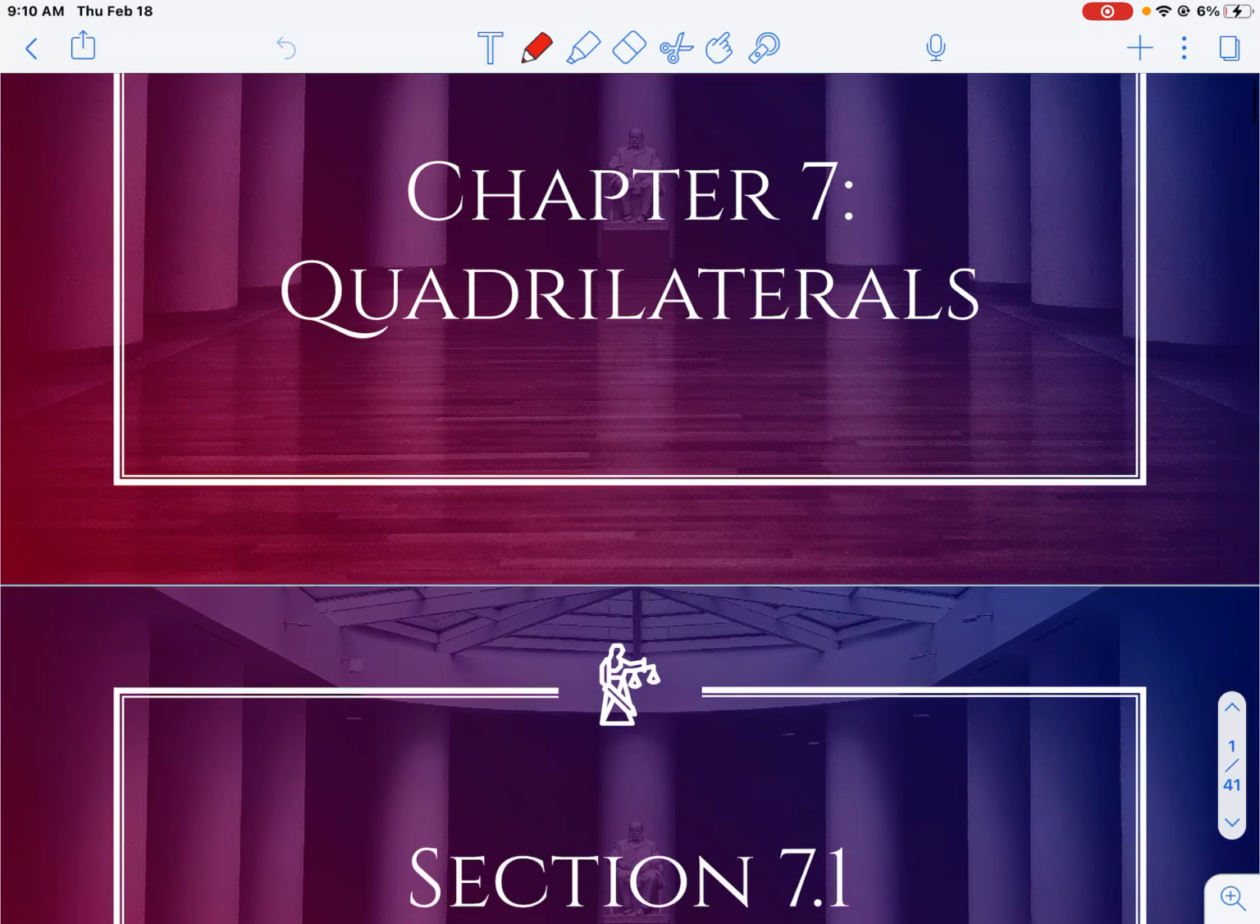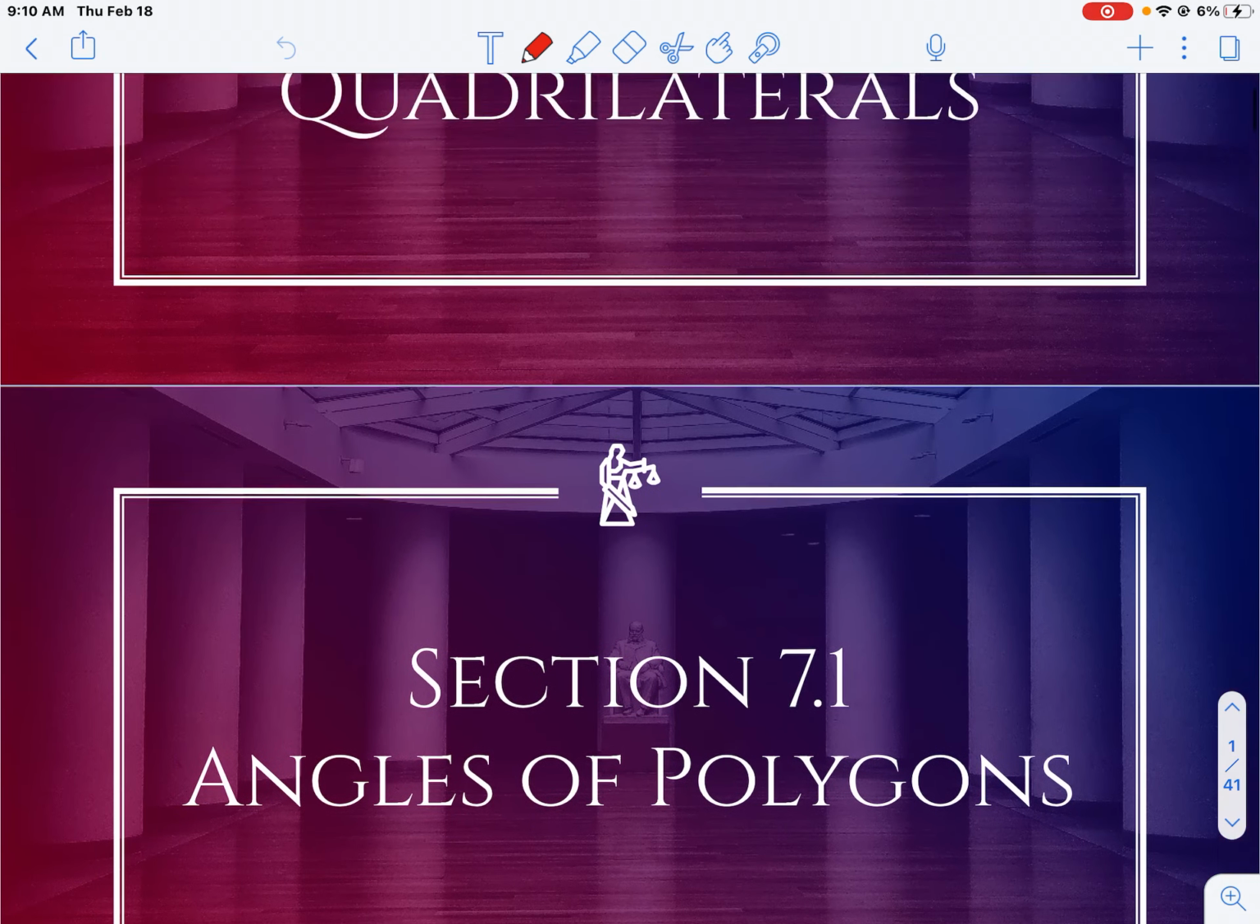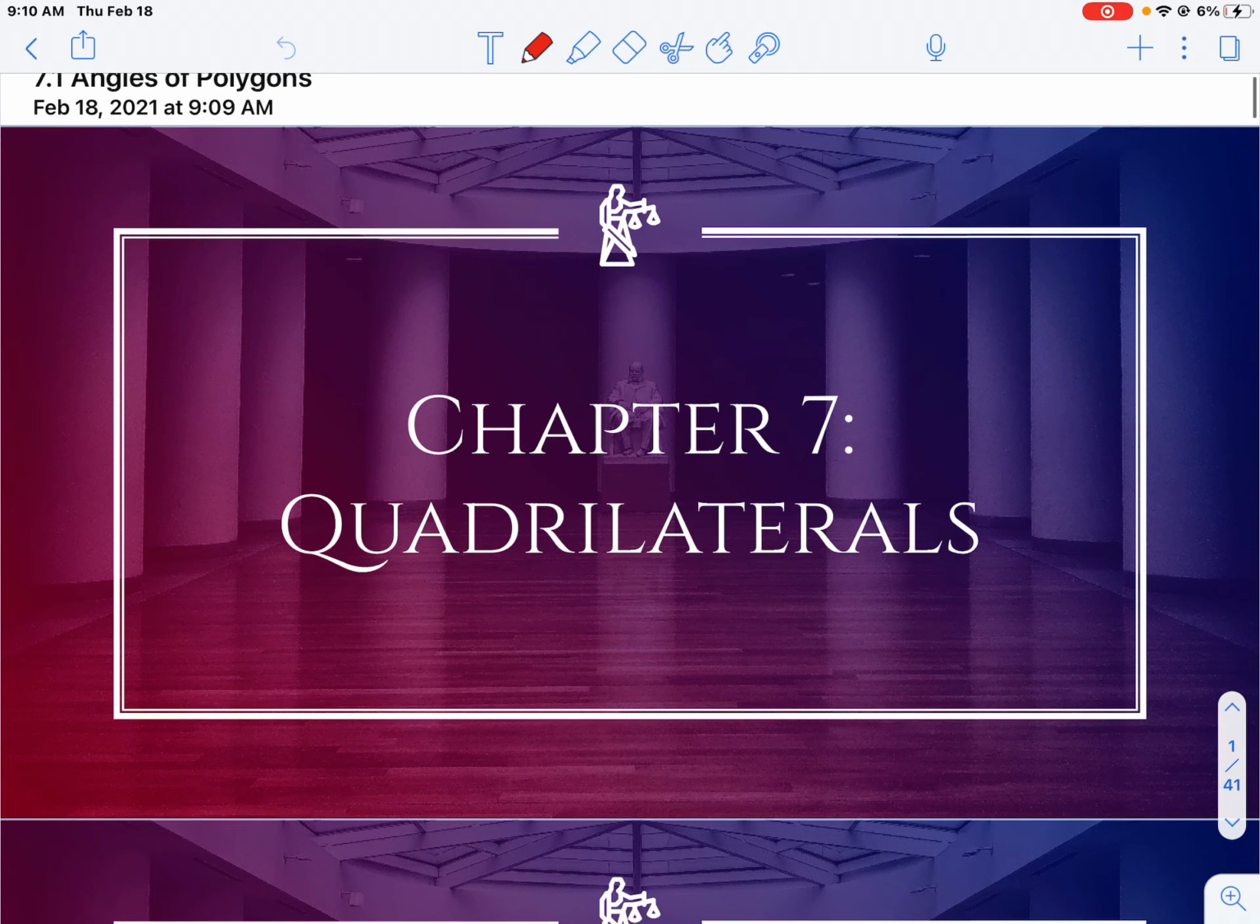Just as a general thing, a quadrilateral is a four-sided figure. So quad, remember that means four. Lateral means sides. So four-sided polygon. So that's what a quadrilateral is.